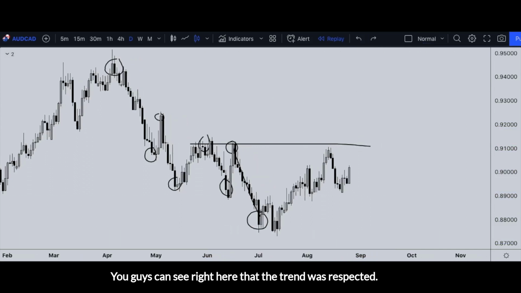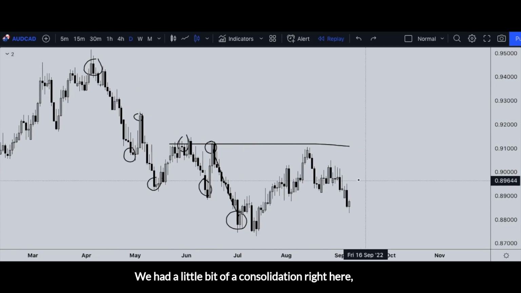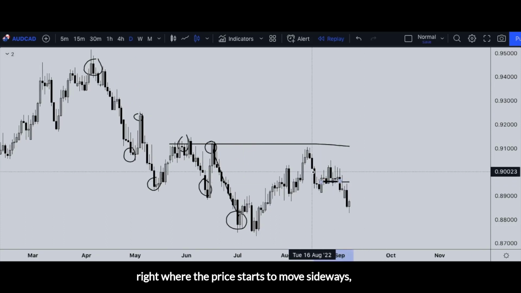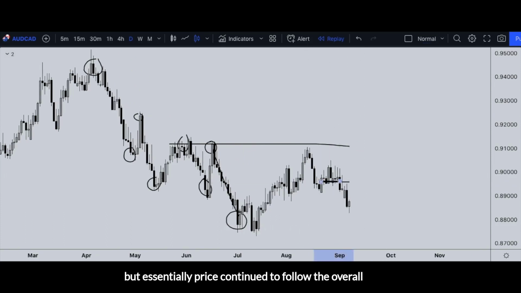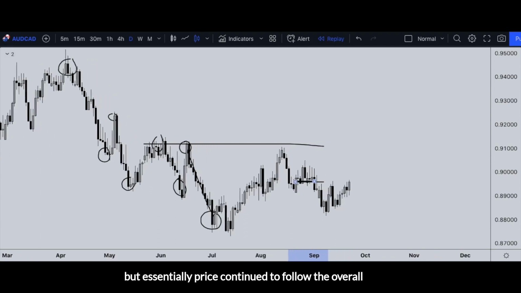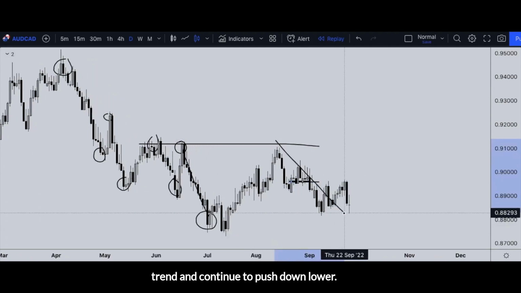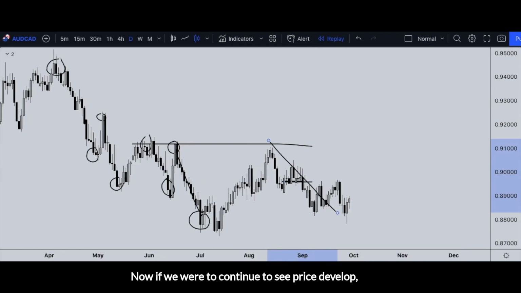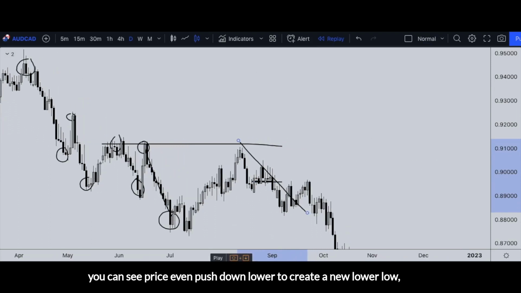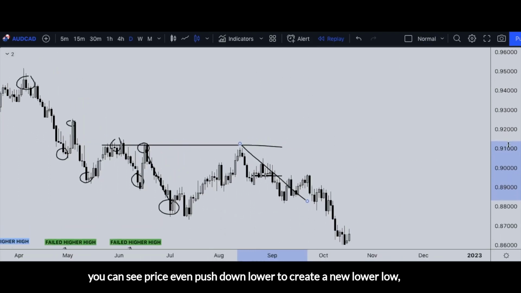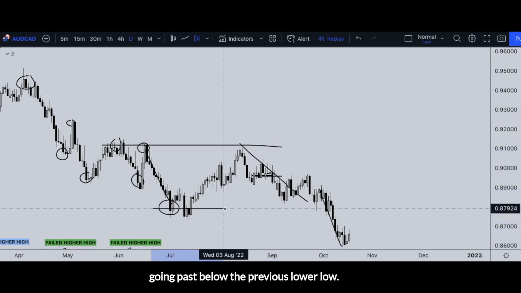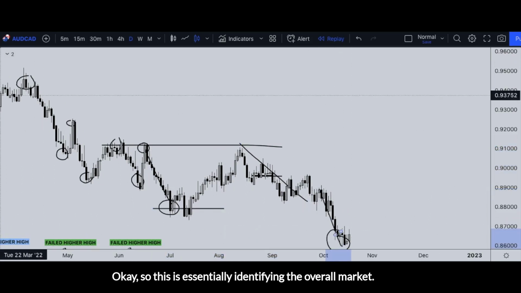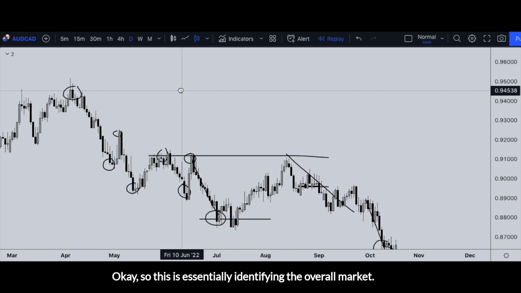You guys can see right here that the trend was respected. We had a little bit of a consolidation right here, where price started to move sideways. But essentially, price continued to follow the overall trend and it continued to push down lower. Now, if we were to continue to see price develop, you can see price even push down lower to create a new lower low, going below the previous lower low. Okay, so this is essentially identifying the overall market.